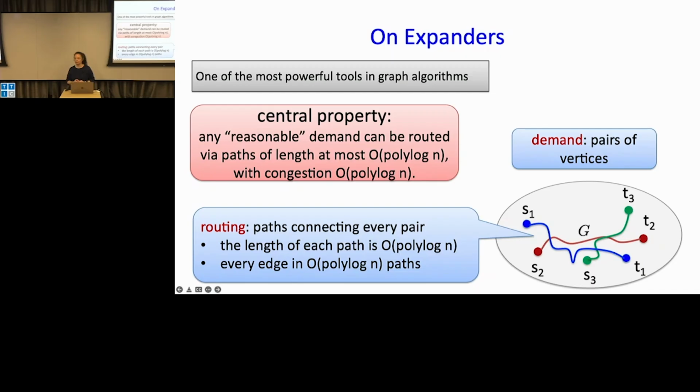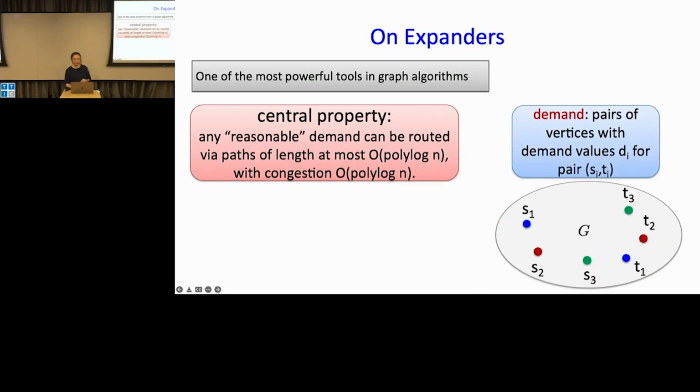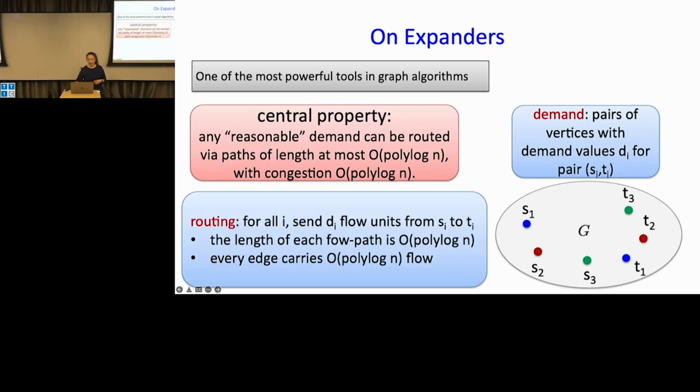That's the condition. More generally, we can think about the demand as specifying, for each one of these s_i, t_i pairs, also the demand amount d_i, which is how much flow I want to send from s_i to t_i. Now a routing is, for every i, we need to send d_i flow units from s_i to t_i. We want these flow paths to have only polylogarithmic length, and we want every edge to carry at most polylog n flow. That's again the condition.